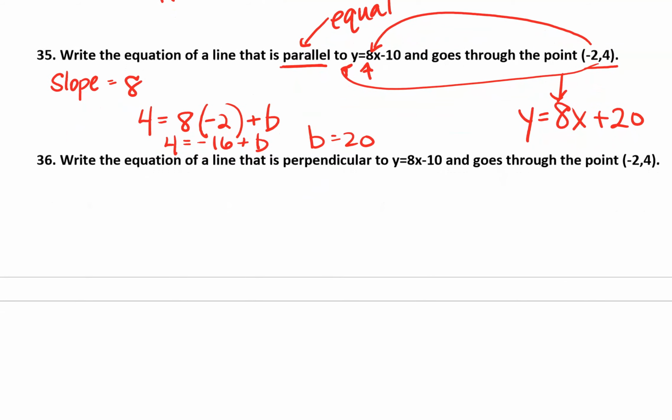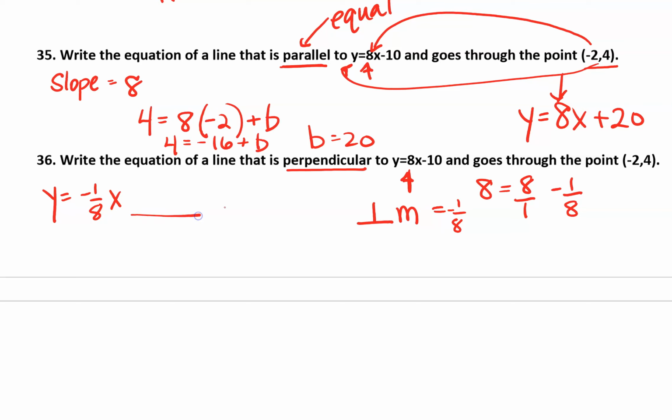Okay, this is exactly the same, except we're going to do perpendicular. A perpendicular slope, m, is going to be the opposite reciprocal. So take 8, turn it into 8 over 1, and then flip it and make it the opposite sign. So our new slope is going to be negative 1/8. So I'm going to write an equation that looks like this, but with a different intercept.